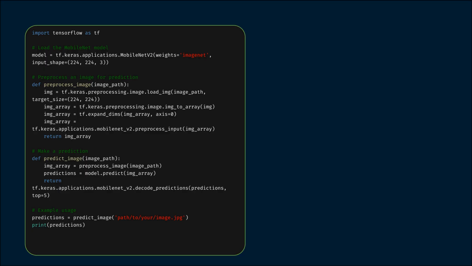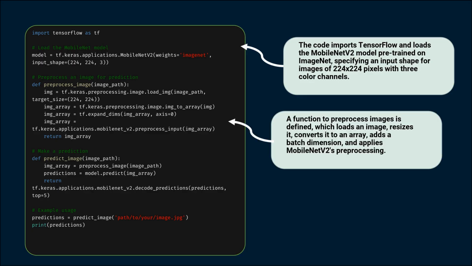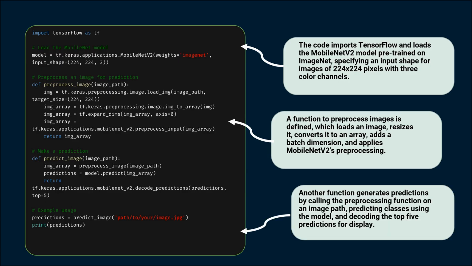Now let's take a look at how to implement Mobilenet V2 in a TensorFlow application. We begin by importing the TensorFlow library, which is essential for utilizing its powerful machine learning capabilities. The first step in our code is to load the Mobilenet V2 model, pre-trained on the ImageNet dataset. This model is set to accept images with a resolution of 224 x 224 pixels, which is the standard size expected by Mobilenet. Next, we define a helper function called preprocessImage.